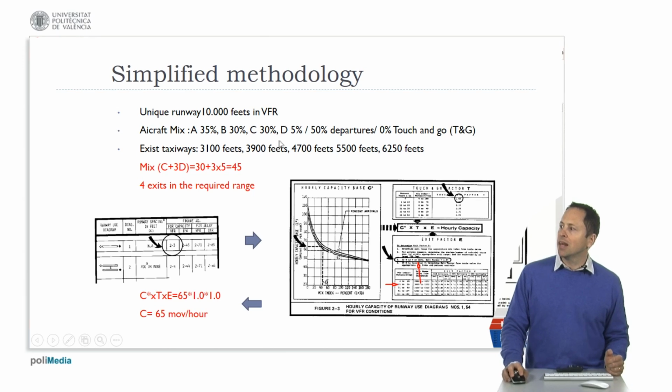The first thing that we have to calculate is what is called the mix, that is C plus 3D, that is 30% plus 3 multiplied by 5, 15, that is 45. Why? Because it gives more weight to the largest airplanes, it triples the size D ones.